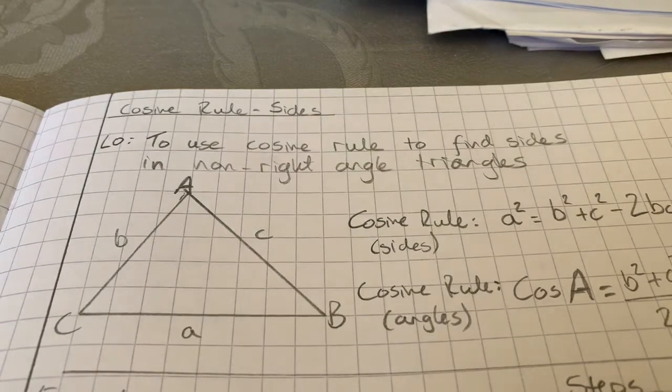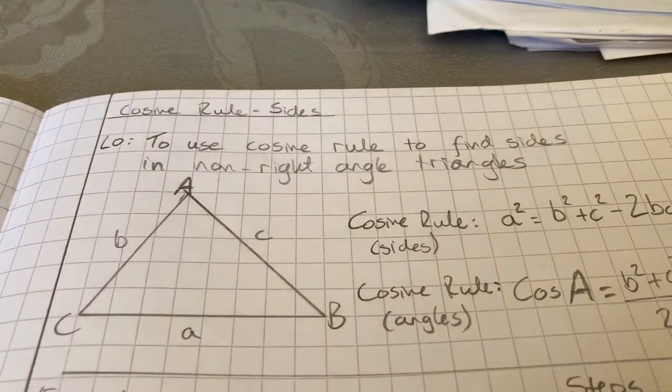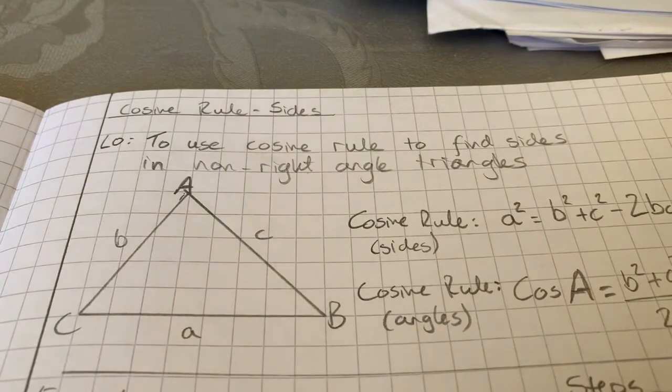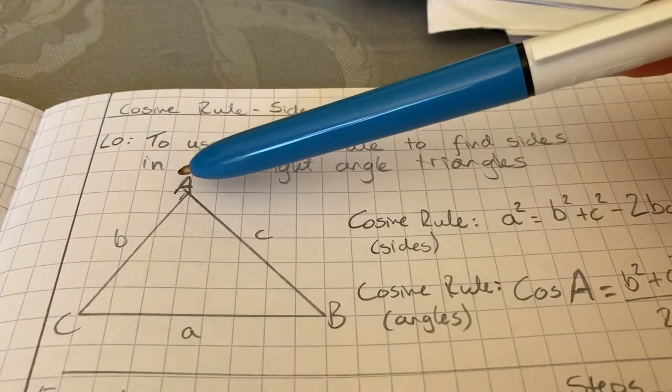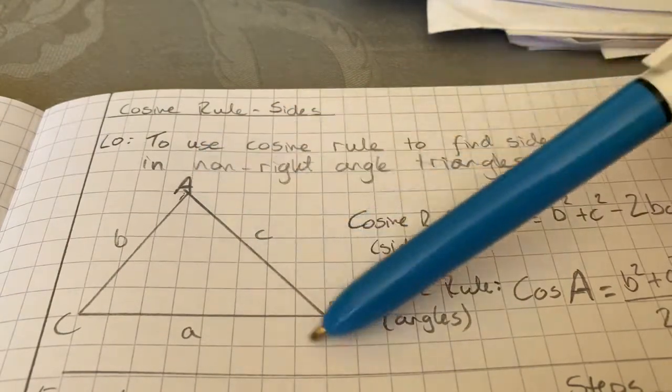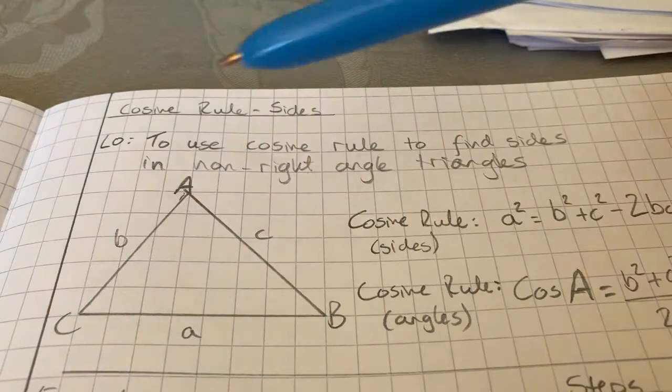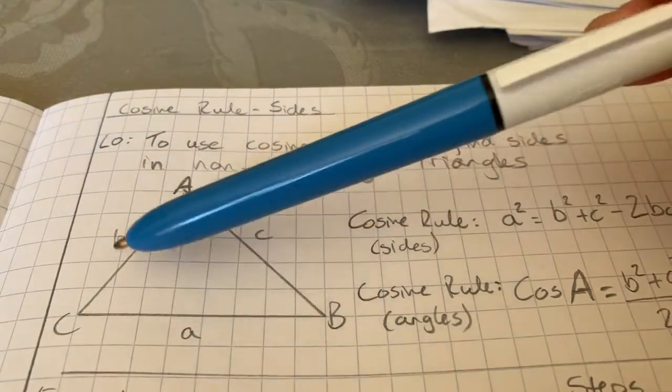This is going over the cosine rule to find sides on non-right angle triangles. Now, before you do this, you've got to realise the labelling of a triangle: angles are always capital, so A, B, C. And then the sides are lowercase a, b, c.